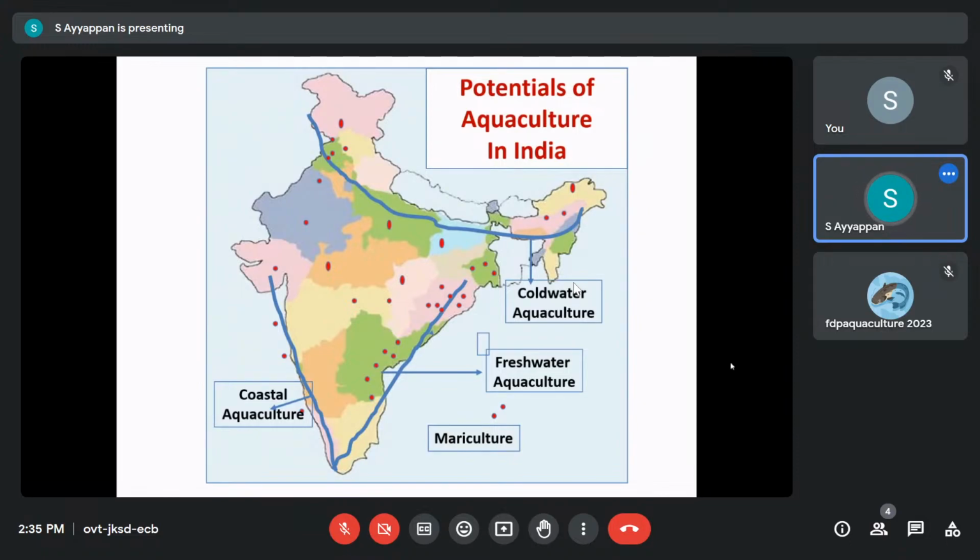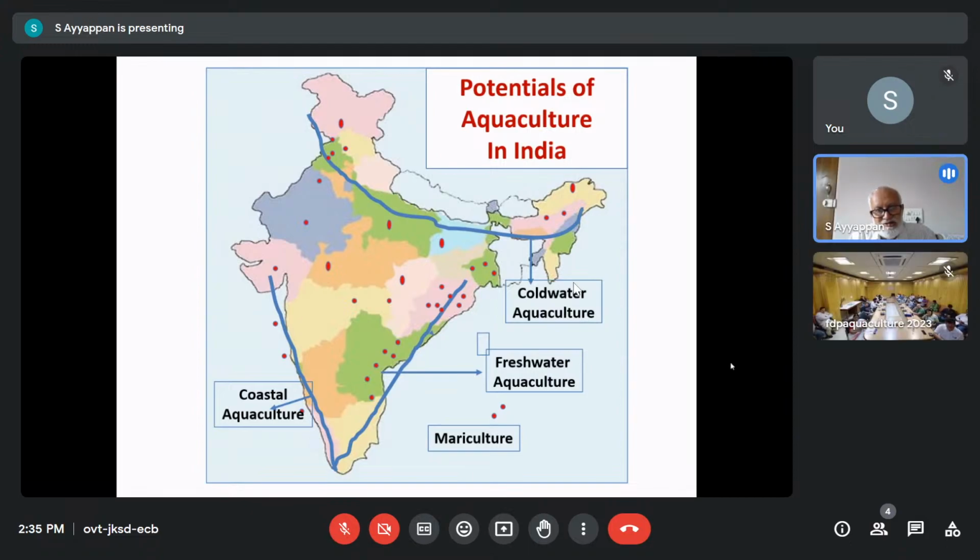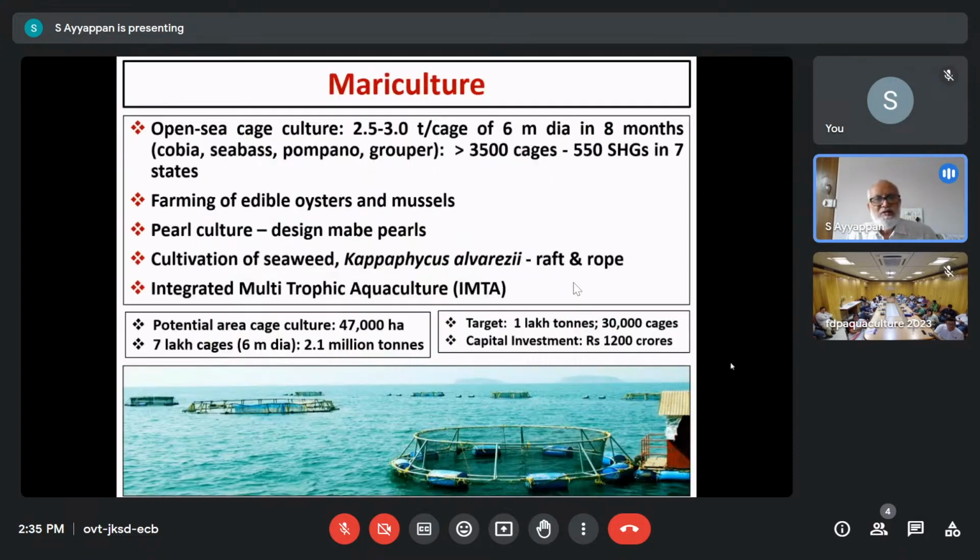Mariculture in the seas, coastal aquaculture, shrimp, the cold water aquaculture in the hills, right from Jammu Kashmir to Arunachal Pradesh. But what is important is the freshwater aquaculture all over the country, in any of the tanks and ponds across tropical freshwater aquaculture. Now, when it comes to mariculture, I'm now going only into aquaculture.